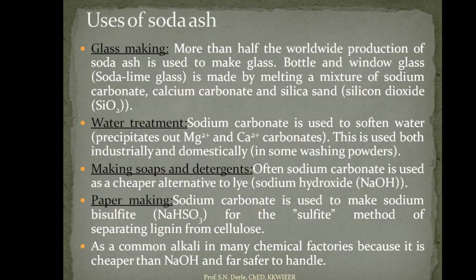Uses of soda ash. More than half of the worldwide production of soda ash is used to make glass. Bottle and window glass is made by melting a mixture of sodium carbonate, calcium carbonate and silica sand. The process is called the soda-lime process. Sodium carbonate is used to soften water in water treatment processes by precipitating out magnesium and calcium salts. So this is used both industrially and domestically.